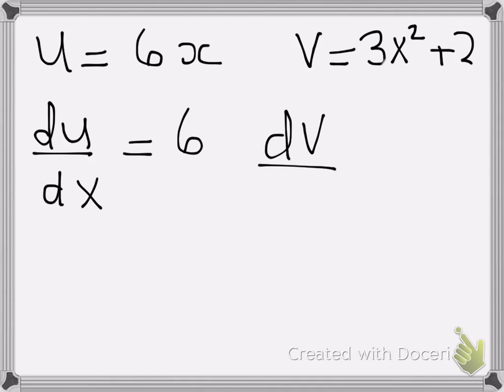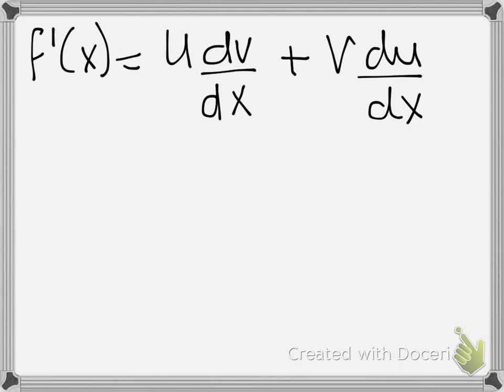So u, I said, was 6x, and then I get the derivative of u with respect to x. So du/dx is going to be 6. v was 3x squared plus 2. Therefore, I'm going to get the derivative of v with respect to x, and you're going to get 6x plus 0, which is just 6x. Lastly, now I'm going to put them back into the formula. So again, remember what the formula was. Okay, so there's my formula for the product rule.